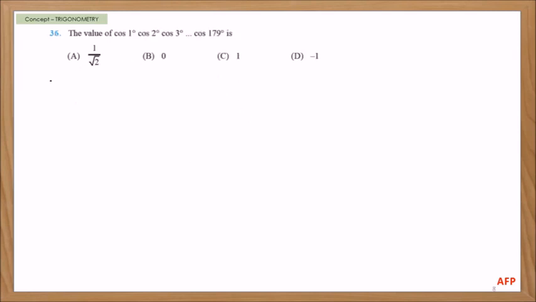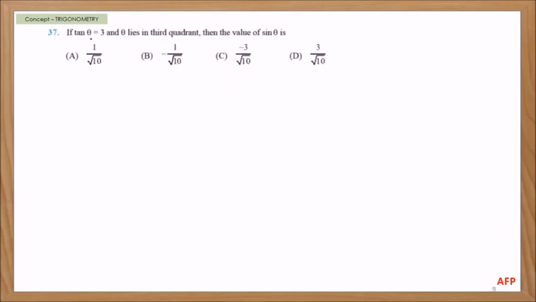Next, here is a very simple and simplified problem. We have cos 1 degree, cos 2 degree, cos 3 degree, and so on, up to somewhere here you will get cos 90 degree also, and so on up to cos 179 degree. So cos 90 degree is 0. Since it is in the multiplication concept, any number multiplied by 0 is always 0. So B is the option.